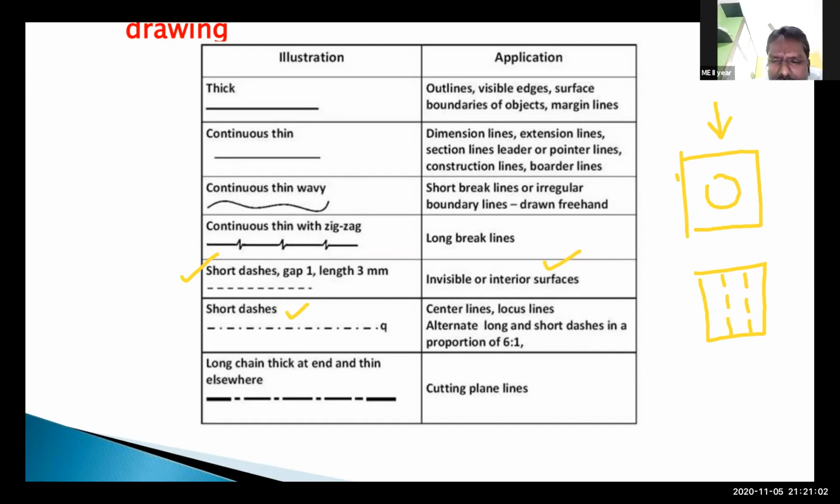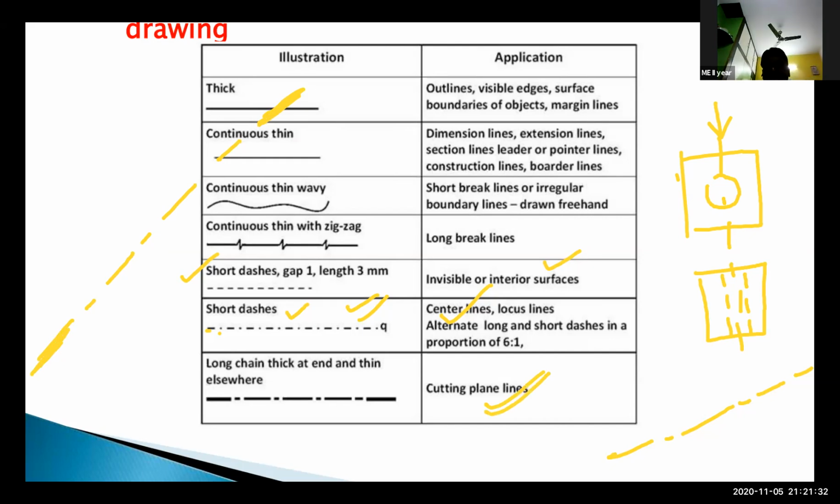Now the center line, or locus lines, like this: a long line, short line, long line, short line, long line, short line. It is used for the center line. And long line, short line with thick ends is used for the section. Cutting plane lines will be there, and for that we have to go this way.